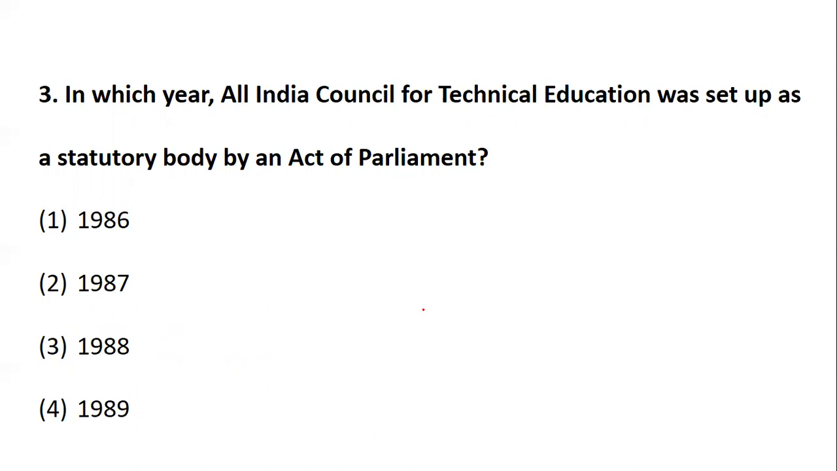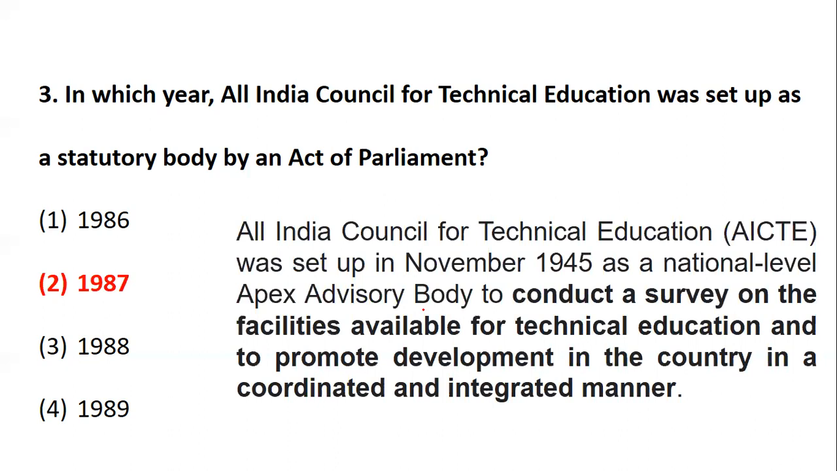So, in which year was the All India Council for Technical Education set up as a statutory body by an Act of Parliament? Is it 1986? Is it 1987? Is it 1988? Or is it 1989? So, which year is it considered as the body by the Act of Parliament? When we talk about the council, that is AICTE, which was set up as a statutory body by Act of Parliament, that was in the year 1987.